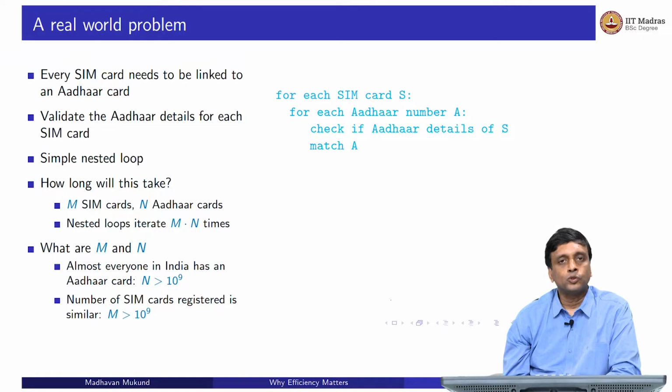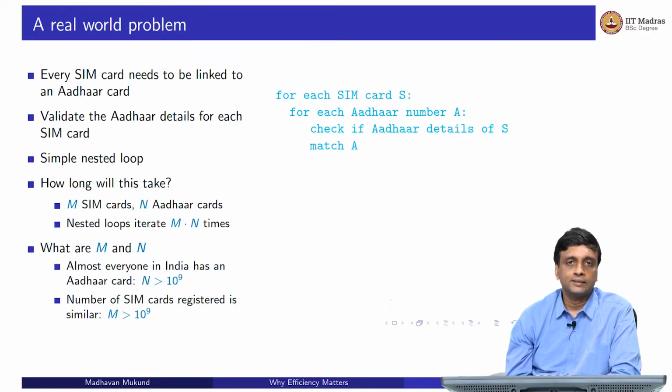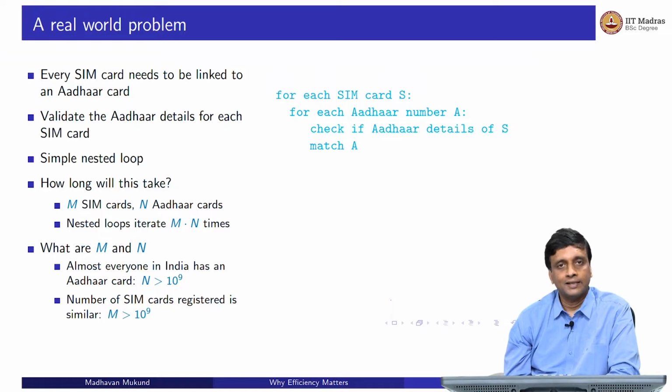Now, it might surprise you to know that there are as many SIM cards. It is not true, of course, that everybody has a SIM card. Babies do not have SIM cards, small children may have Aadhaar numbers, but they will not have SIM cards, but many people have more than one SIM card. So, it all kind of balances out, and if you actually count the number of SIM cards in the country, it is roughly equal to the number of people in the country. So, both m and n are actually of this order, 1 billion, 10 to the power 9.